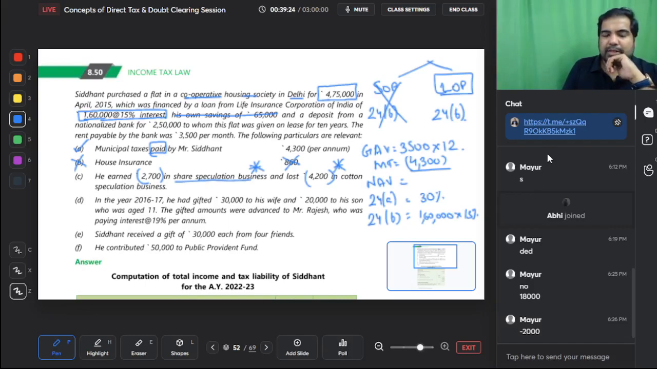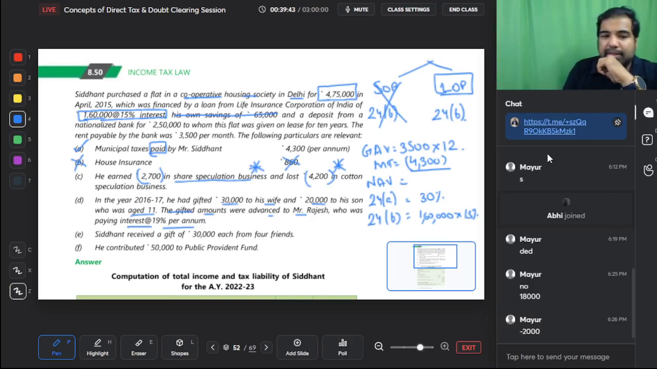In the year 2016-17, that means a couple of years back, he had gifted 30,000 to his wife and 20,000 to his son, who was 11 years old then. So guys, gifting the money is not a problem. On that money, whatever you earn will be clubbed. The gifted amounts were advanced to Mr. Rajesh, who was paying interest at 19%.